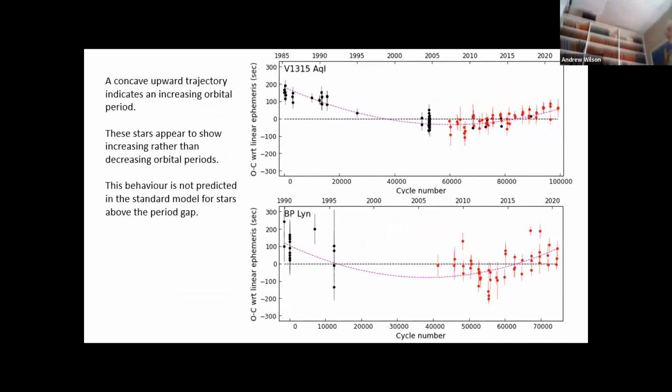However, a concave upward trajectory indicates an increasing orbital period, and there are two stars which definitely do not have a decreasing period, and quite clearly appear to have an increasing period. That behavior is not predicted anywhere in the standard model as it's published. So there has to be at least some additional explanation of the behavior to explain why you're seeing the period of these things increase, which appears to indicate maybe an increase in the mass, but it's not what's happening. So we don't really understand what's going on with those.